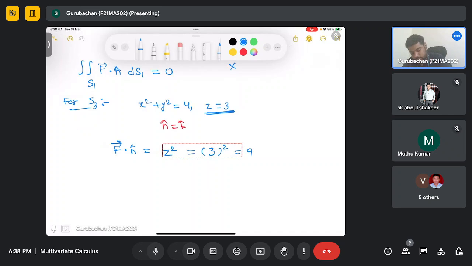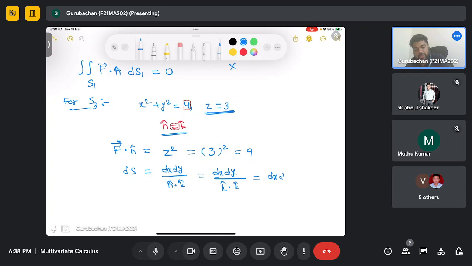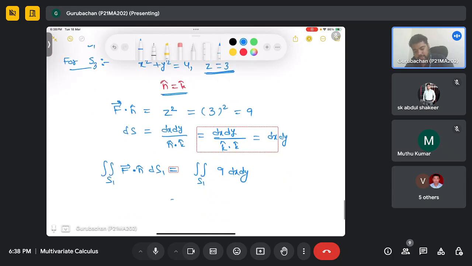Now what are we left with? dS. As I told you, it can be dx dy, since n cap is equal to k cap: n cap dot k cap dx dy, and k cap dot k cap is 1, so this will be dx dy. So the surface integral of F dot n cap dS over S3 changes to 9 times the integral over S3 of dx dy.